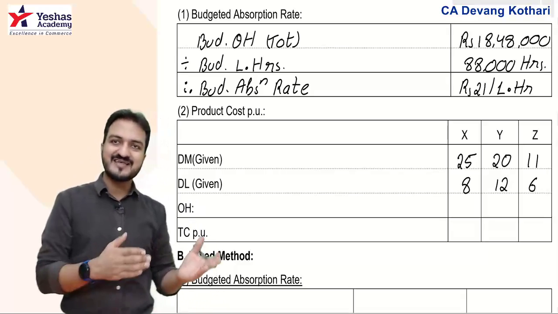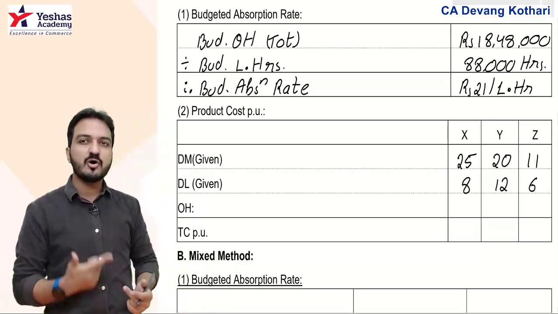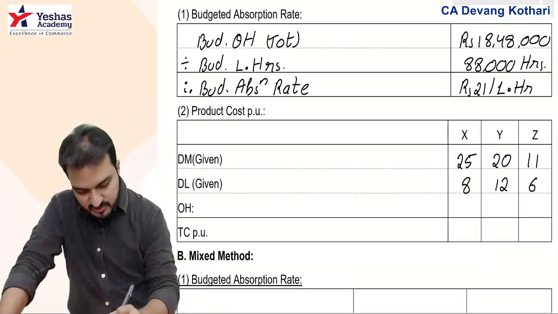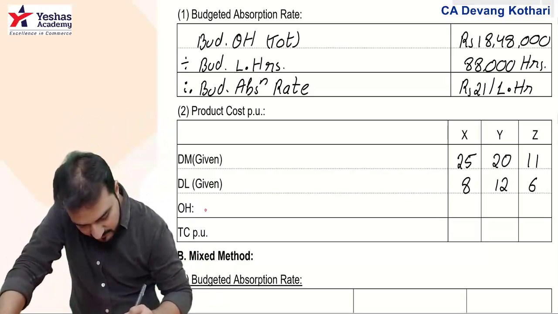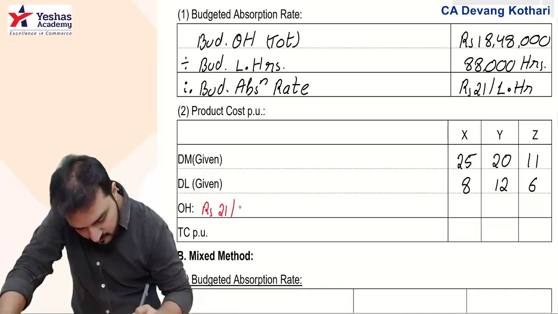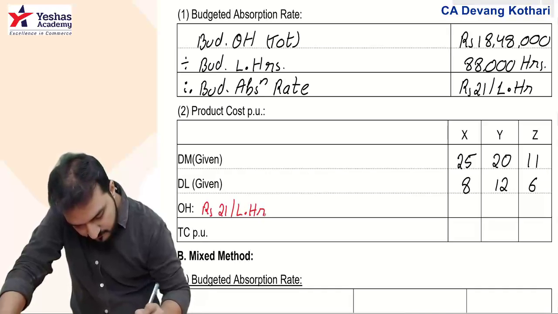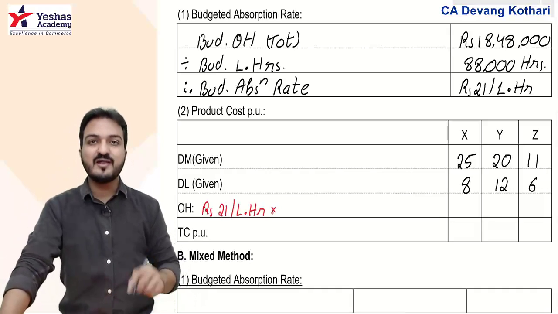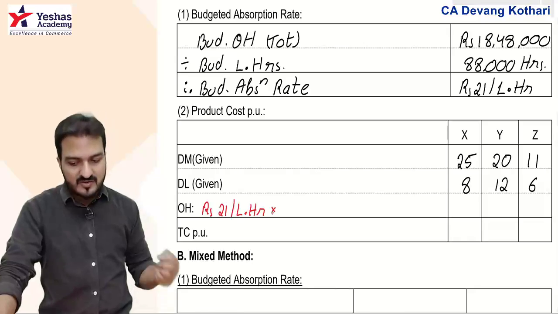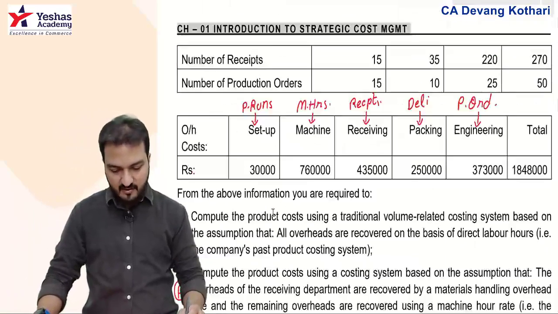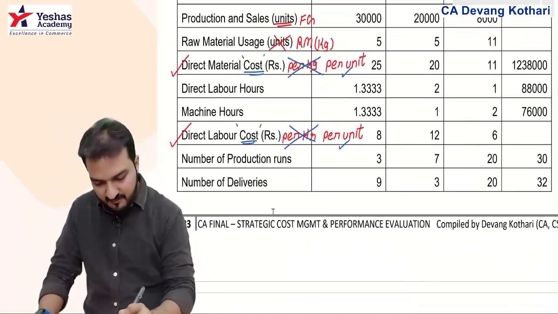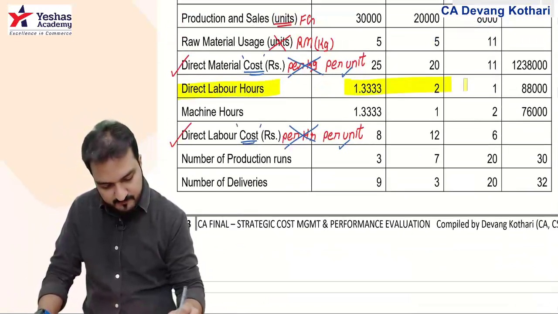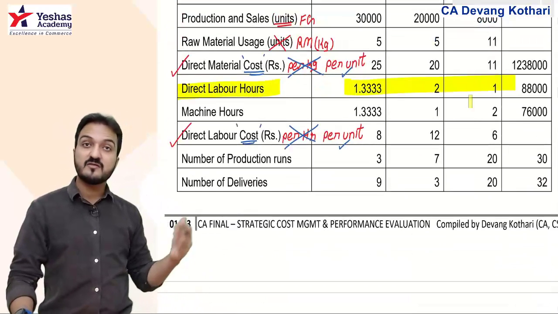But overheads is added to product cost based on absorption rate. So my absorption rate is now 21 per labor hour. Overheads will be rupees 21 per labor hour into labor hours of XYZ. What is the labor hours of XYZ given? Well, for XYZ, the labor hours you are given over here like this: 1.33, 2 and 1.